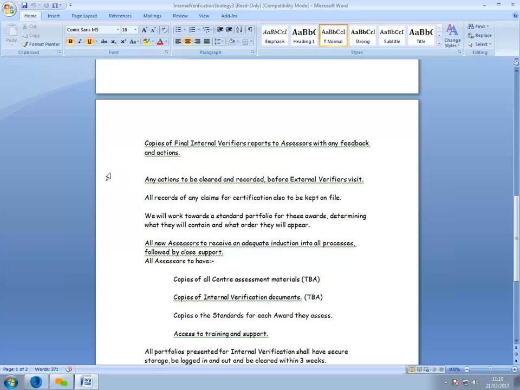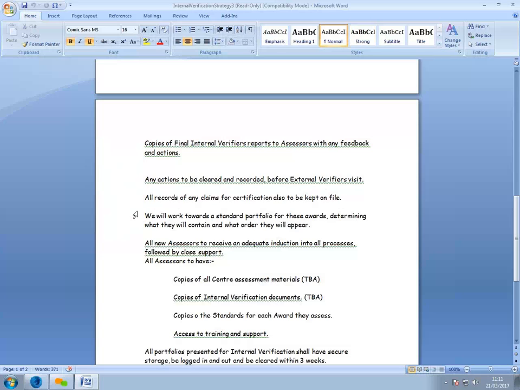Now again, the terminology has changed. Of course, this will be EQA and IQA, not internal and external verifier. It doesn't mean any difference. It's exactly the same job, but in terms of IQA, it goes a little further than this, as I will explain later. All records of any claim for certification to be kept on file. Again, this is done electronically and will automatically be kept on our system file.